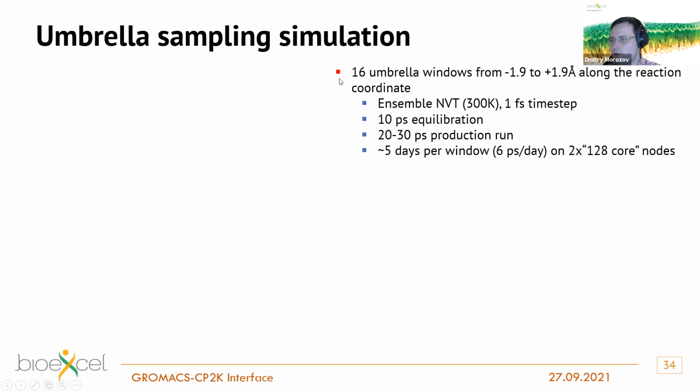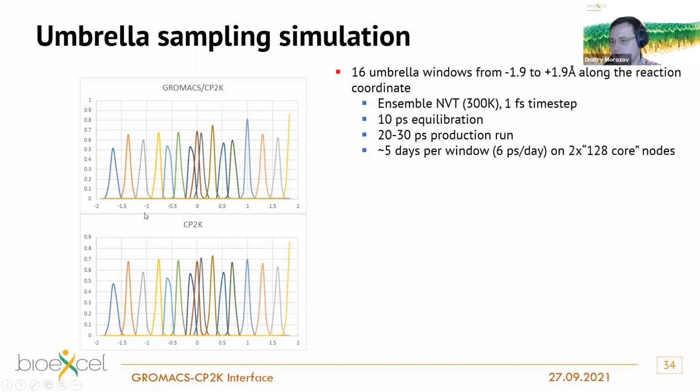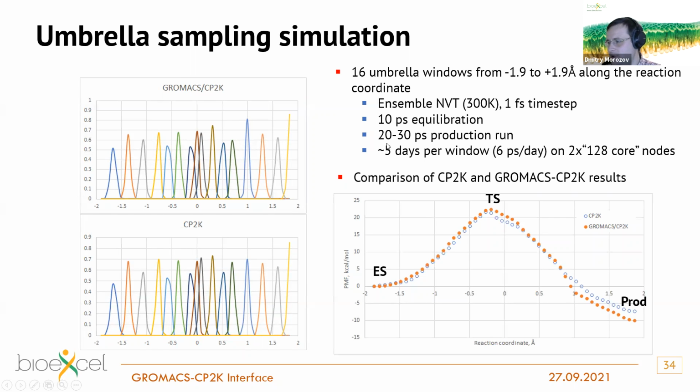In that study, I also compared the performance of our GROMACS-CP2K approach and the conventional CP2K approach for QM/MM, which is inside CP2K itself. This is the distribution over all the umbrella windows. On the top is our interface, on the bottom it's CP2K, and they are almost fully similar, not distinguishable. If you look into the profiles themselves, up to the transition state everything is almost the same, but on the product side, GROMACS is a bit lower.